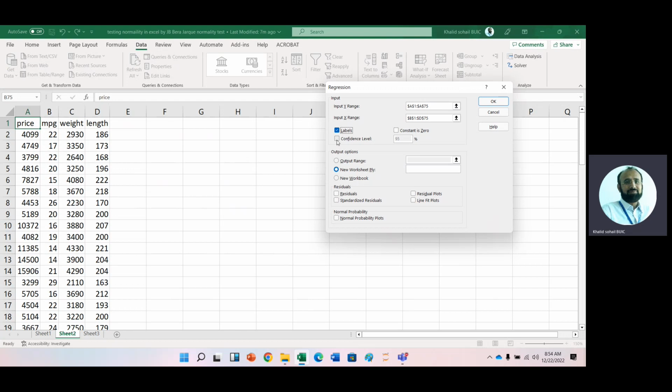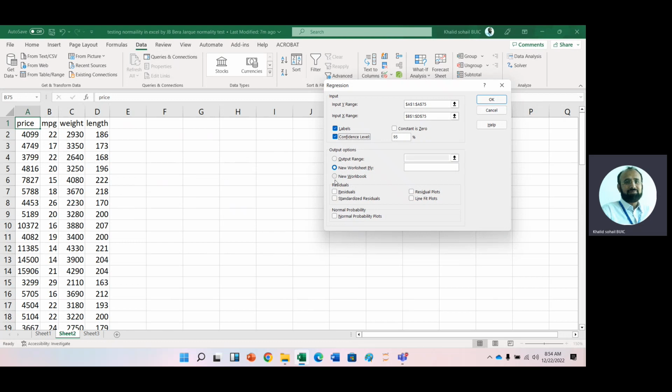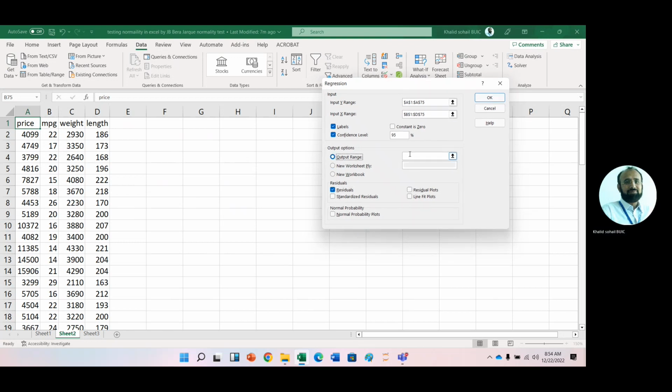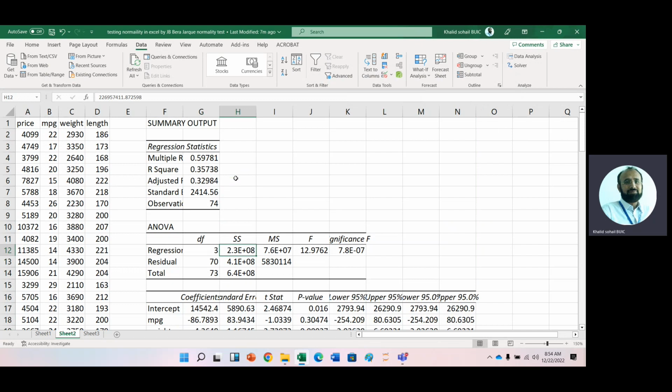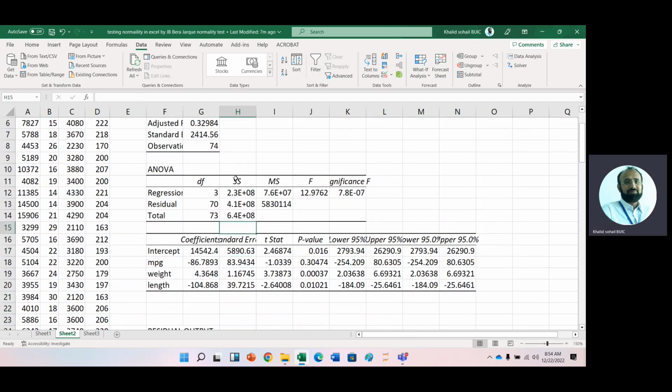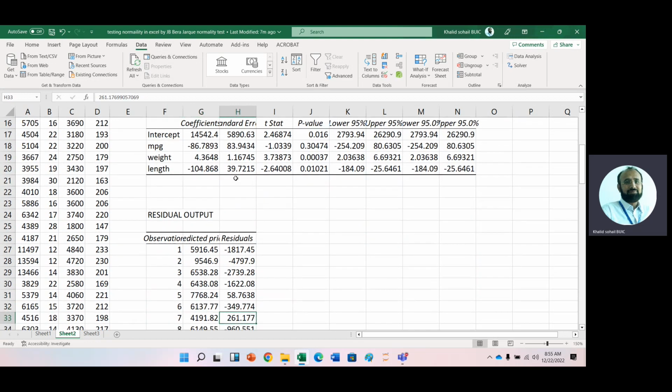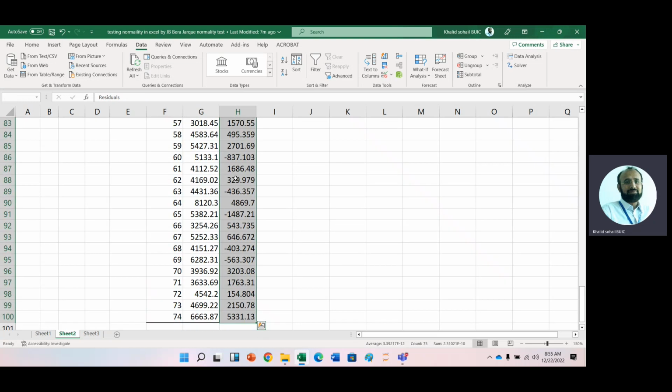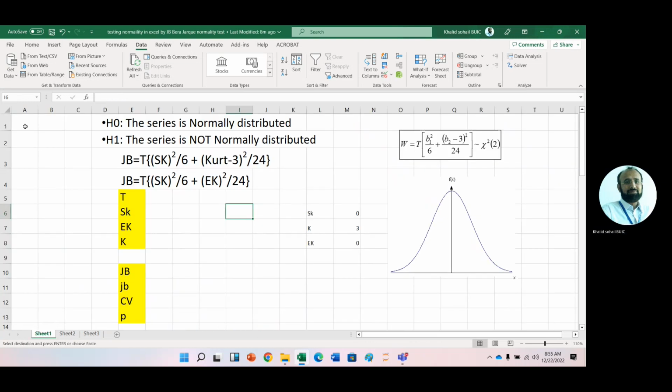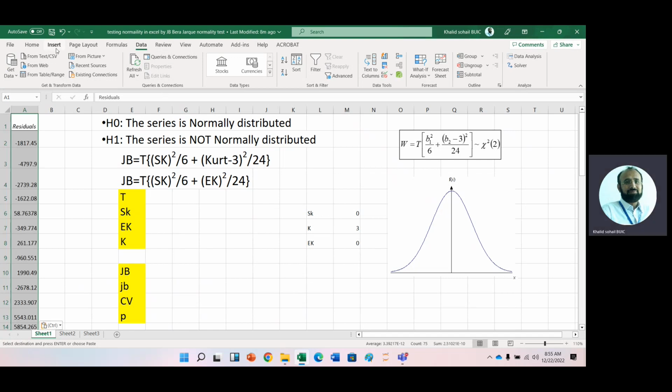Then we want to check it at the 5% level of significance. And then we need residuals as well, and we want the output in this sheet as well. So select cell F1 here and press OK. And now just check the results. Two IVs are significant, weight and length. Here we need just the residuals, so just copy these residuals to the next sheet. These are basically residuals.